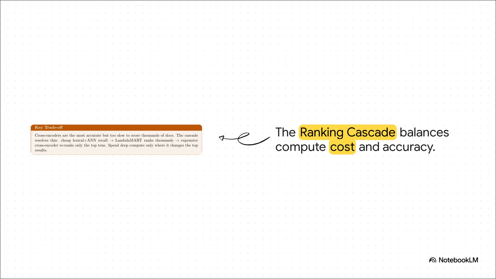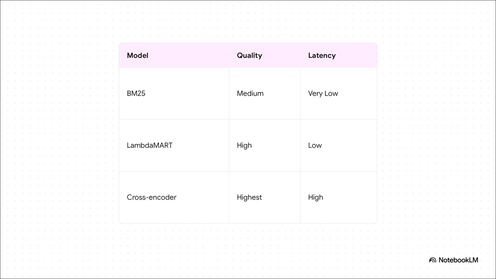Deep learning models are incredibly accurate, but they are way too slow to score thousands of documents in 50 milliseconds. The ingenious solution here is a cascade method. Basically, we use cheaper, faster models to score the thousands of candidates first, and then we spend our heavy, deep computing power only on re-ranking the top few dozen results, because let's face it, that's where it actually matters to the user. Now, what's really interesting about this is the logic of the cascade itself.